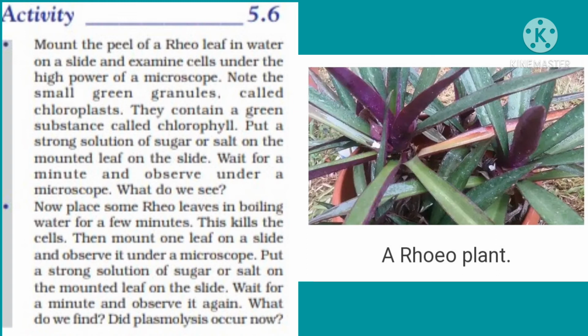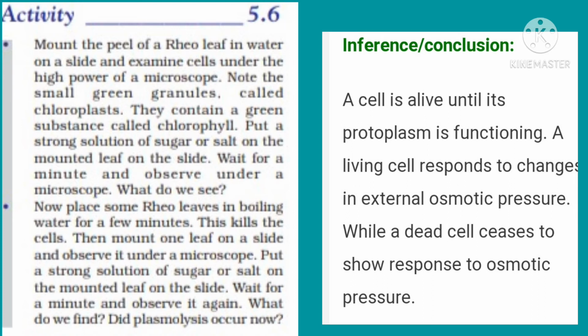What do we observe? Since there is more water inside the cell than outside, the cell shrinks through the process of osmosis. In the second case, we are going to kill the cell by boiling the leaf in boiled water. Now take out a thin layer of this dead leaf or dead cell and mount it on the slide. Again add small drops of sugar solution.